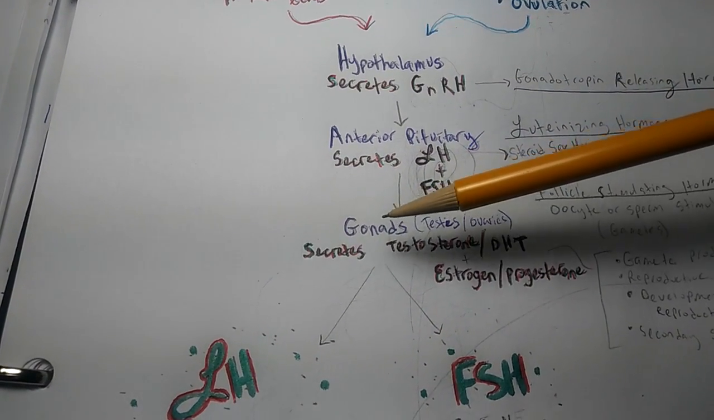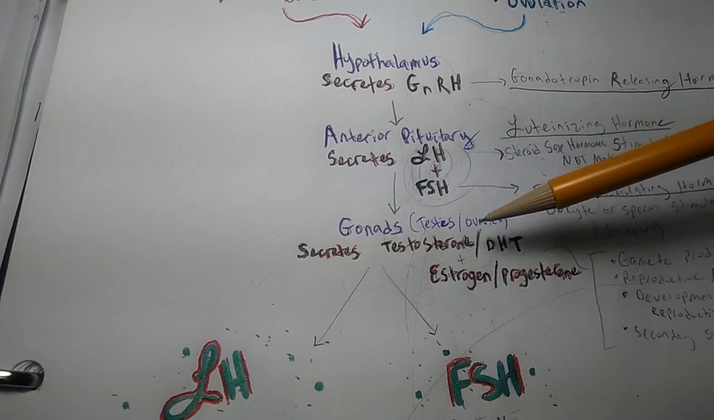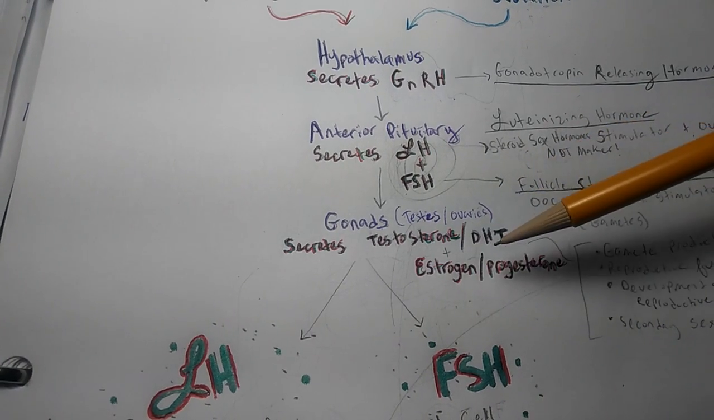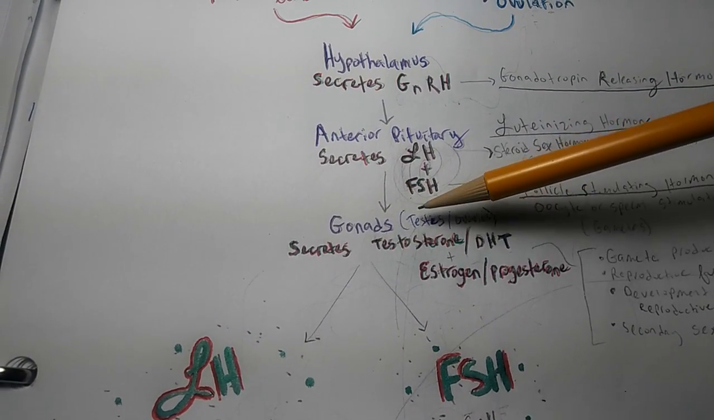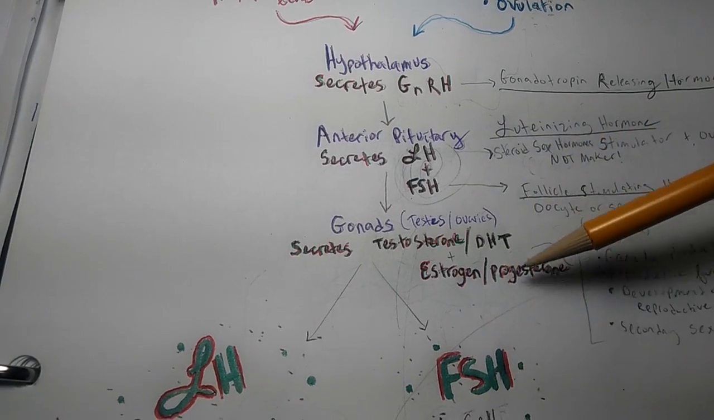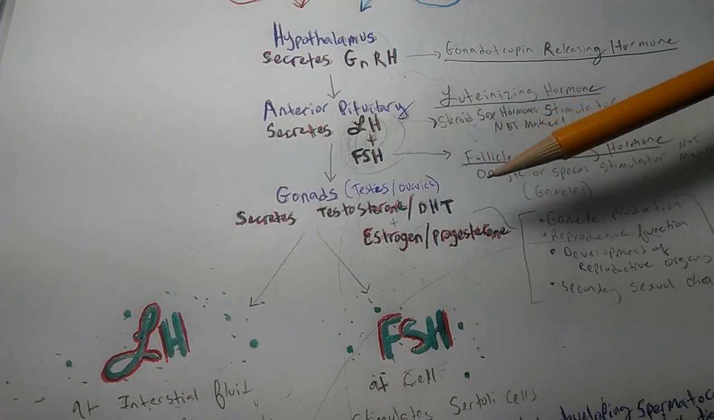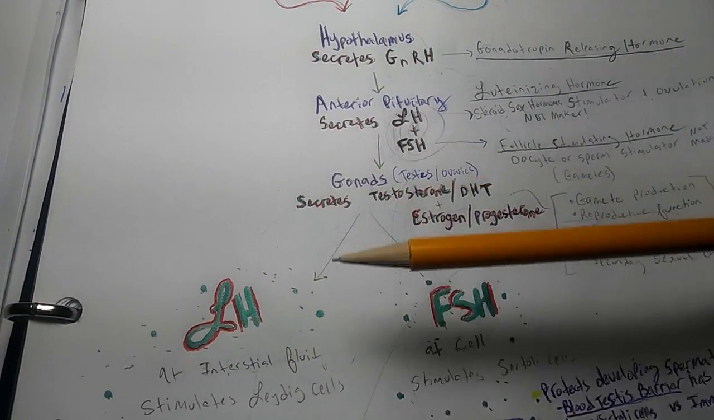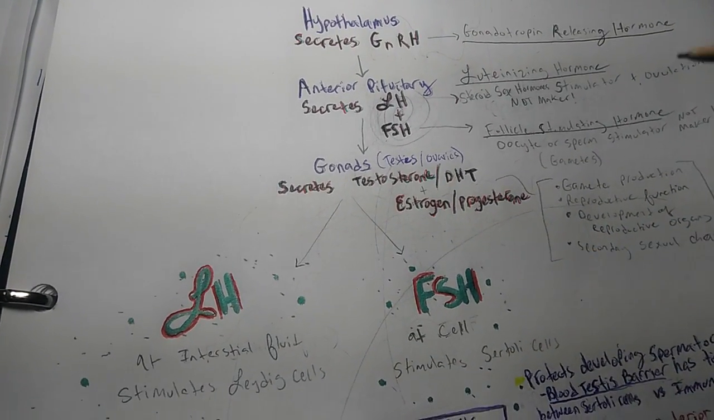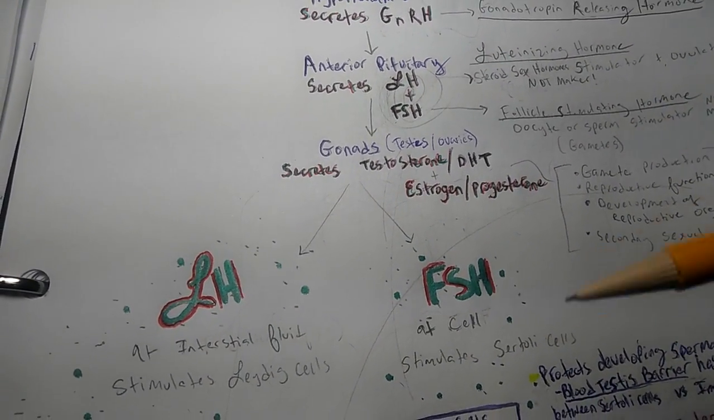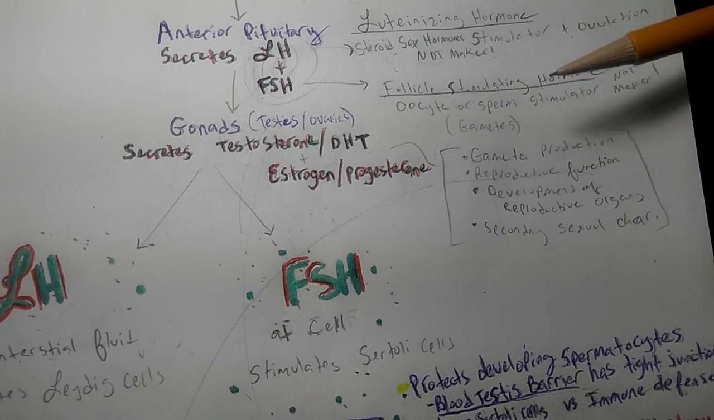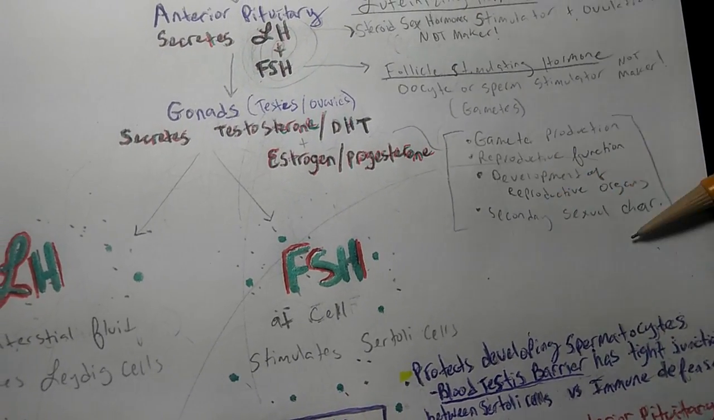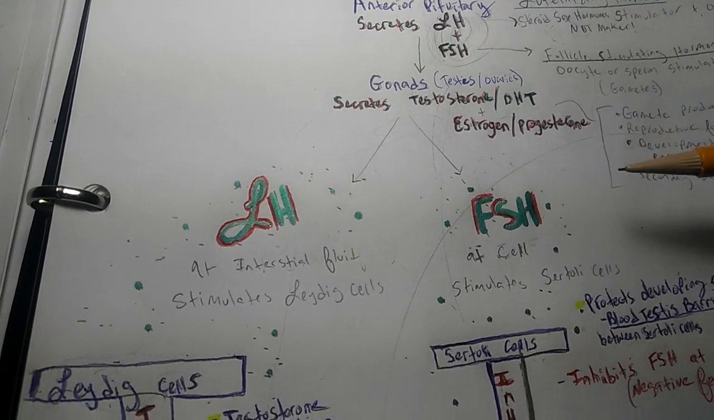Gonads, just to step back for a second, is another name for testes or ovaries: testes in males, ovaries for females. The testosterone slash DHT gets made in the testes for males. Estrogen and progesterone get made in the ovaries for females. This is actually where the production of sex hormones like testosterone or estrogen, and oocytes or sperm, get actually made. Gamete production occurs here. Reproductive function, developing of reproductive organs, and secondary sexual characteristics. Just some extra facts there.